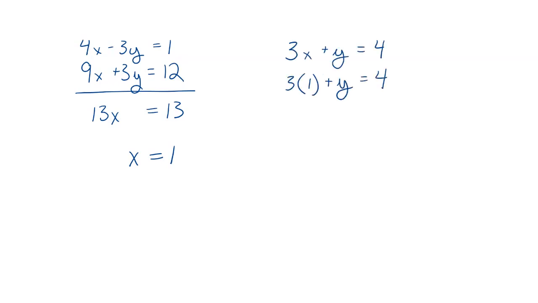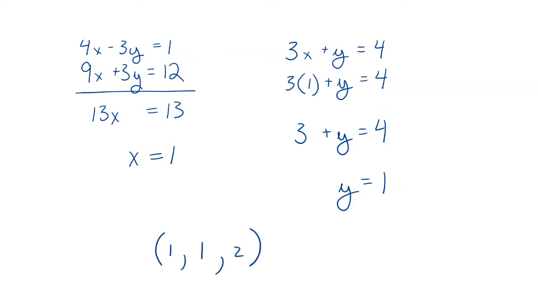So we're going to sub that into one of those equations, 3x plus y equals 4. We get 3 plus y equals 4. And that tells us that y is also equal to 1. So now we know the value of x and y are both 1. We still need to find the value of z.